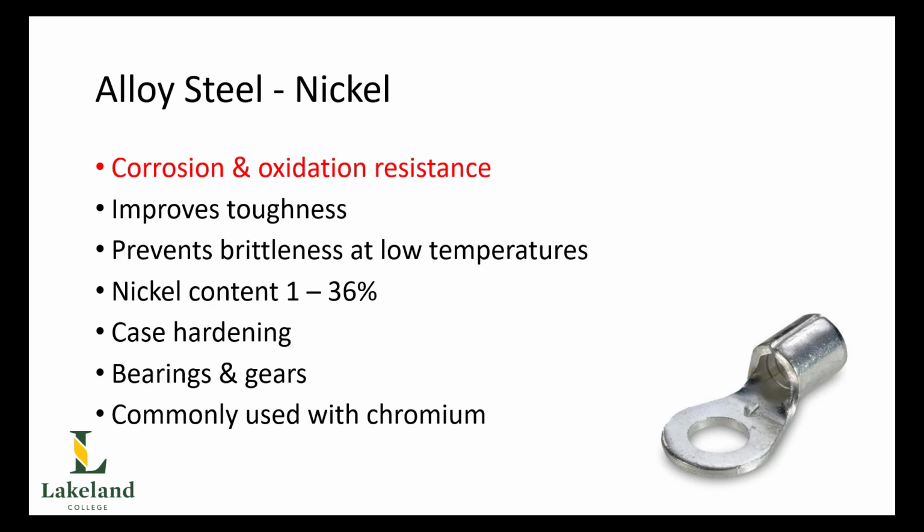We can also see nickel being used for case hardening applications, where the outermost layer of our steel is case hardened. And we see that for use in things like drive shafts, crankshafts, or even things such as bearings, gears, wheels, things of that nature. And whenever you find nickel, it's also very common to see it being used with chromium. And then you get these alloys called nichrome, which is nickel and chromium.